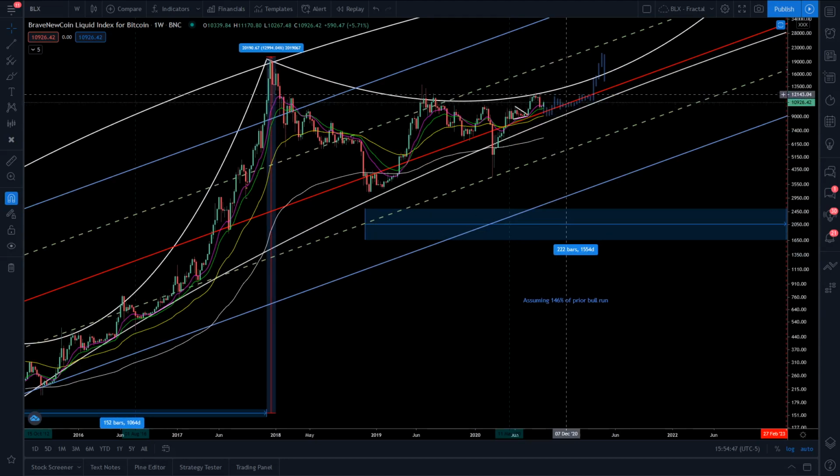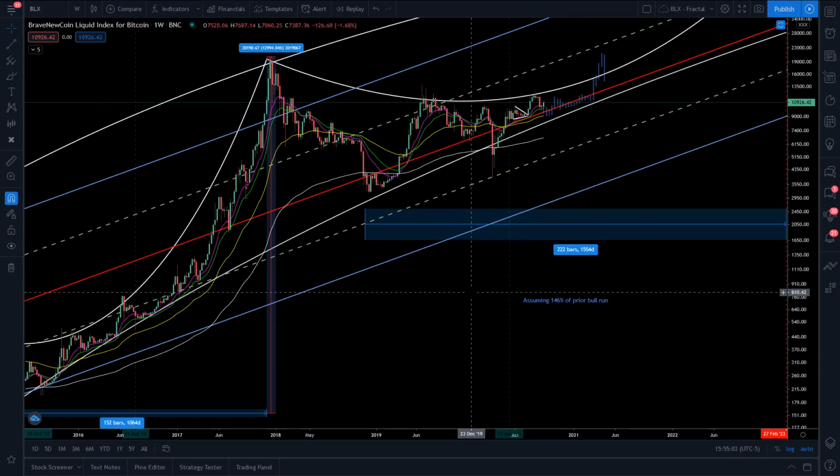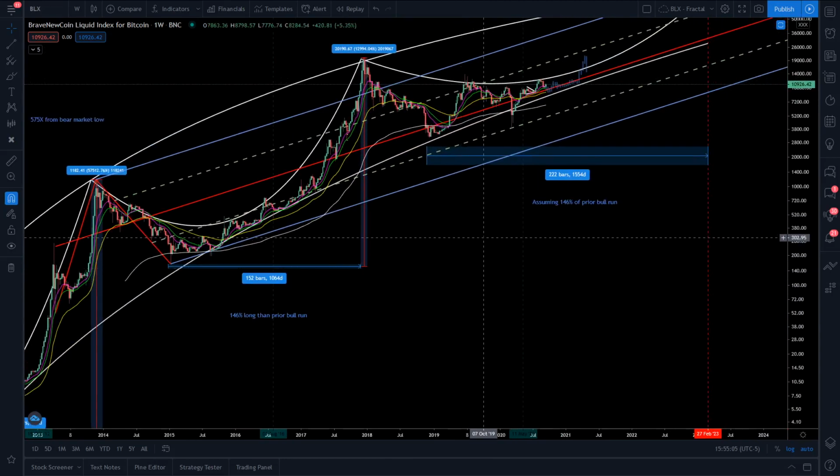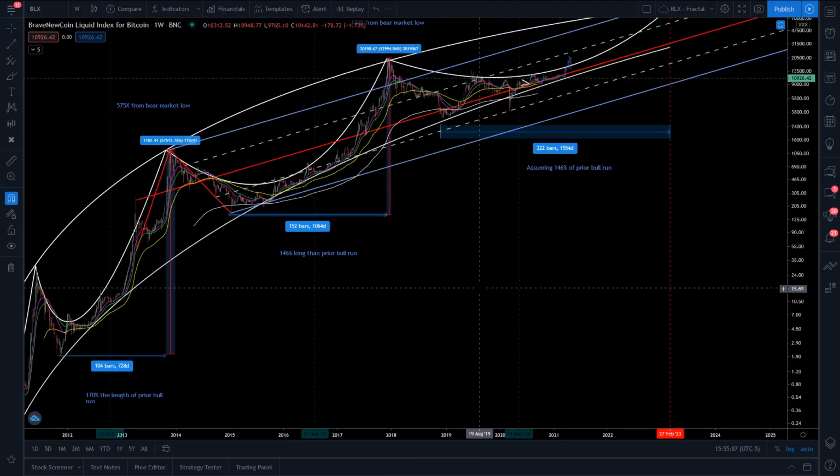We're just consolidating, we're chopping, and I would expect probably another big move. And by big move, I mean testing 20K highs. It could be 6 months or so. So just sit tight, don't panic, and try to keep the big picture in mind. And everything's fine. Bitcoin's not going anywhere.